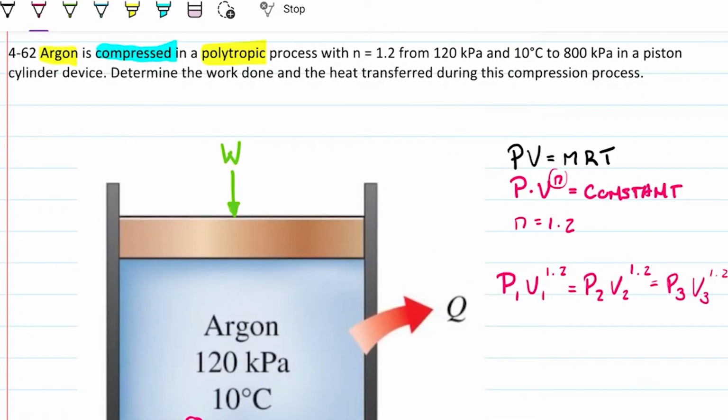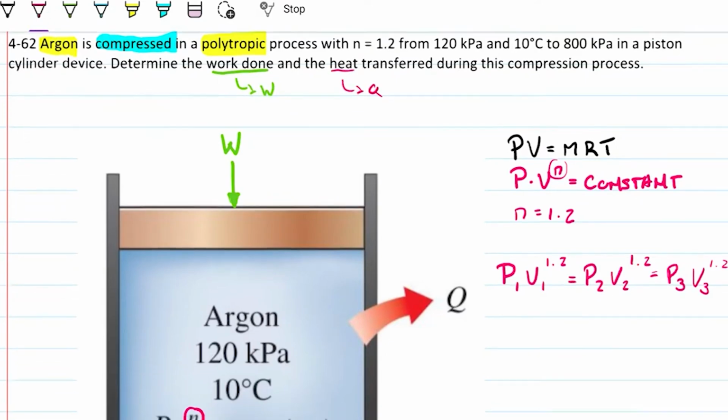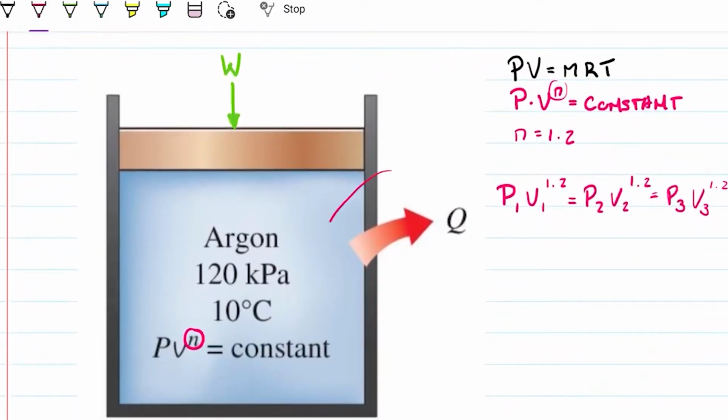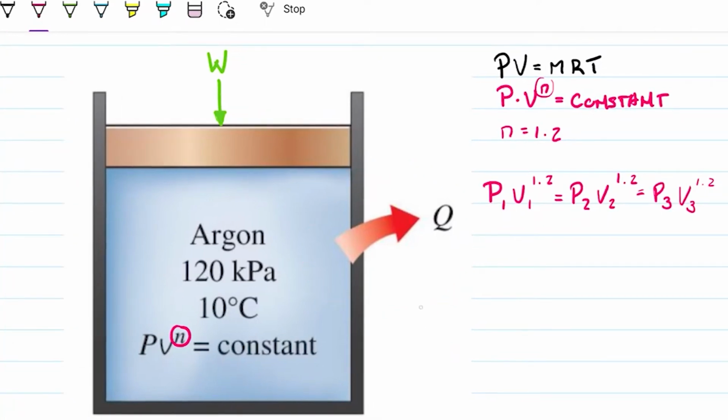We have the temperature of the first state. We are to determine the work. So we want to know that work there that I drew in the image and the heat transferred during this process. Okay, so another good hint from this image is that heat is going away from the argon. It's being expelled, put it that way, by the argon. We can be sure of that when we do our analysis.